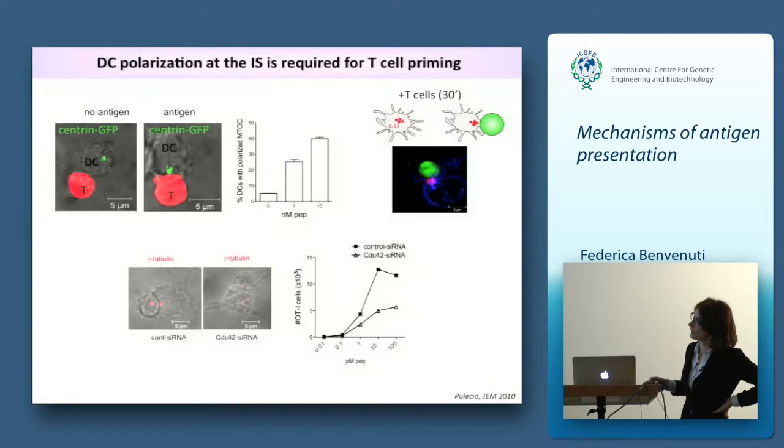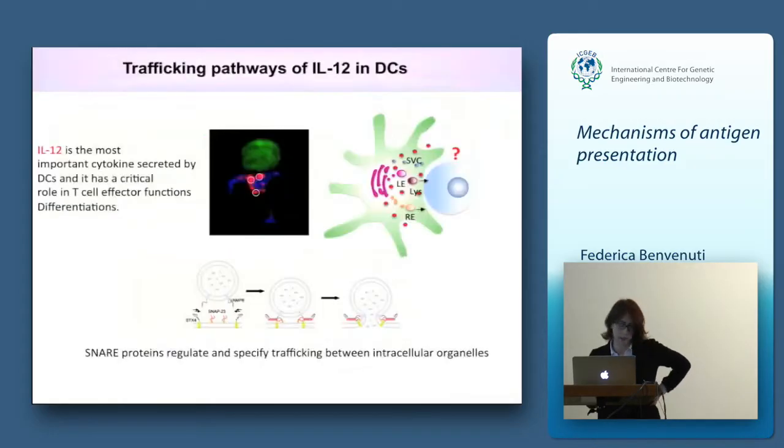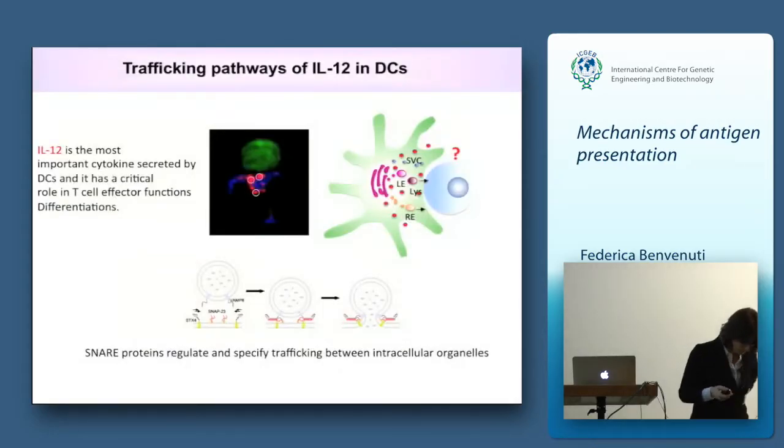If we interrupt this capacity to polarize by siRNA, by knocking down an important regulator of cell polarity, we've been able to prove that T cell priming is strongly compromised. But after this study, we became interested in studying a little bit more the identity of the vesicles that carry IL-12 in a cell. Because, I mean, as probably most of you know, IL-12 is a really important cytokine with pleiotropic function on the rest of the cells of the immune system.